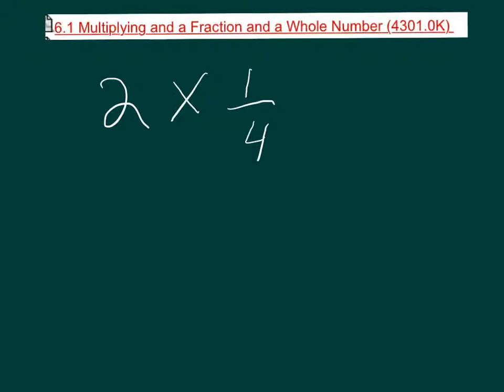And we kind of talked about it like it was repeated addition. So 2 times 1/4 is the same as 1/4 plus 1/4, which of course is 2/4 or 1/2 in lowest terms.